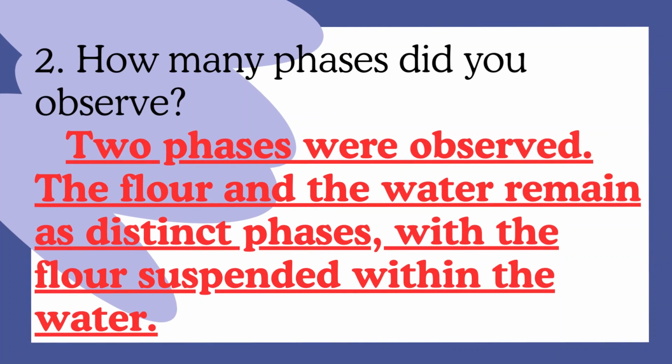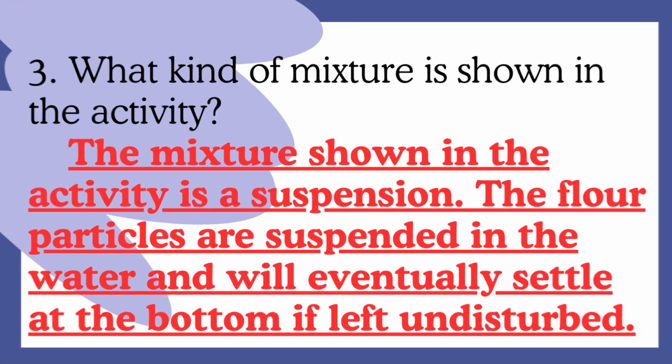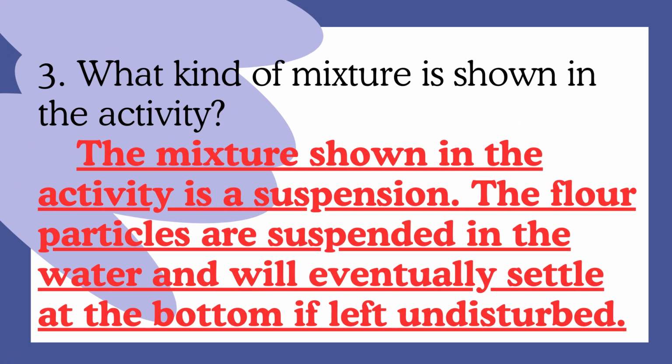2. How many phases did you observe? Answer: 2 phases were observed. The flour and the water remain as distinct phases, with the flour suspended within the water. 3. What kind of mixture is shown in the activity? Answer: the mixture shown in the activity is a suspension. The flour particles are suspended in the water and will eventually settle at the bottom if left undisturbed.